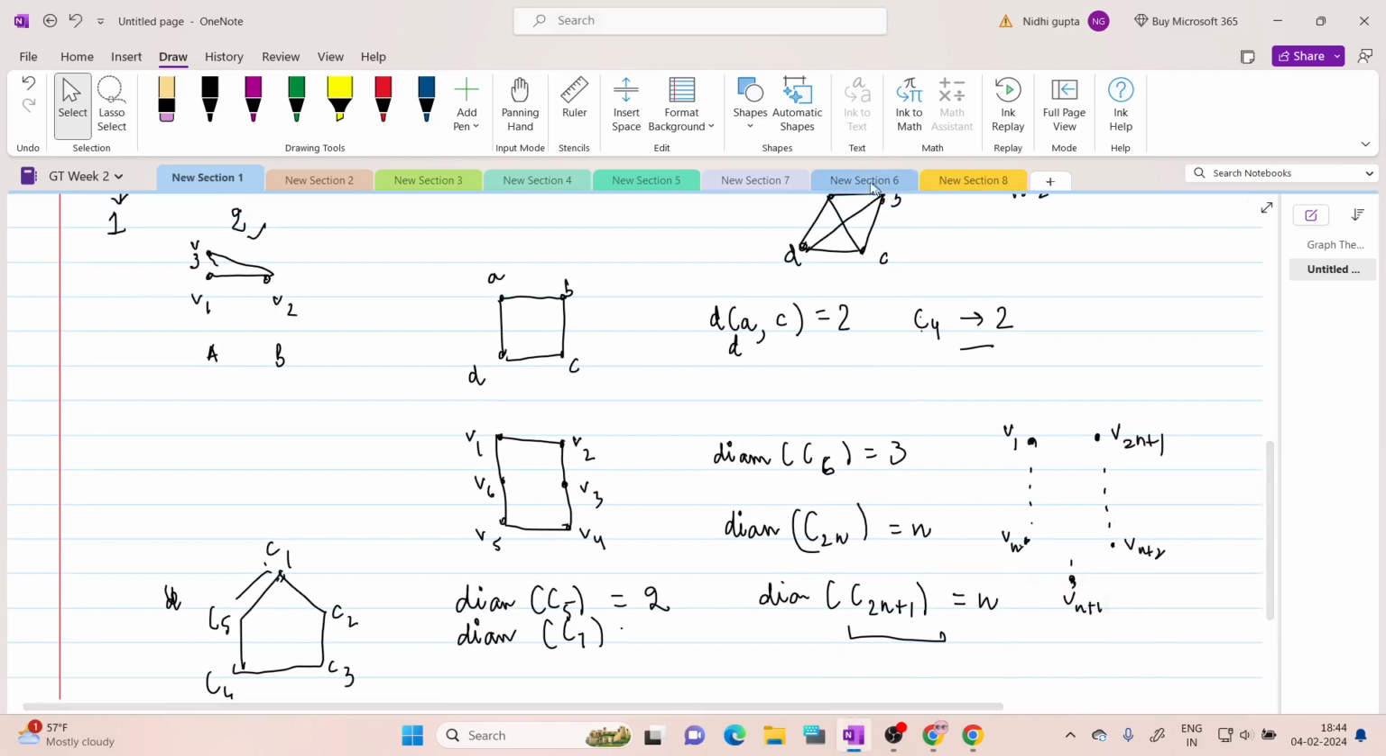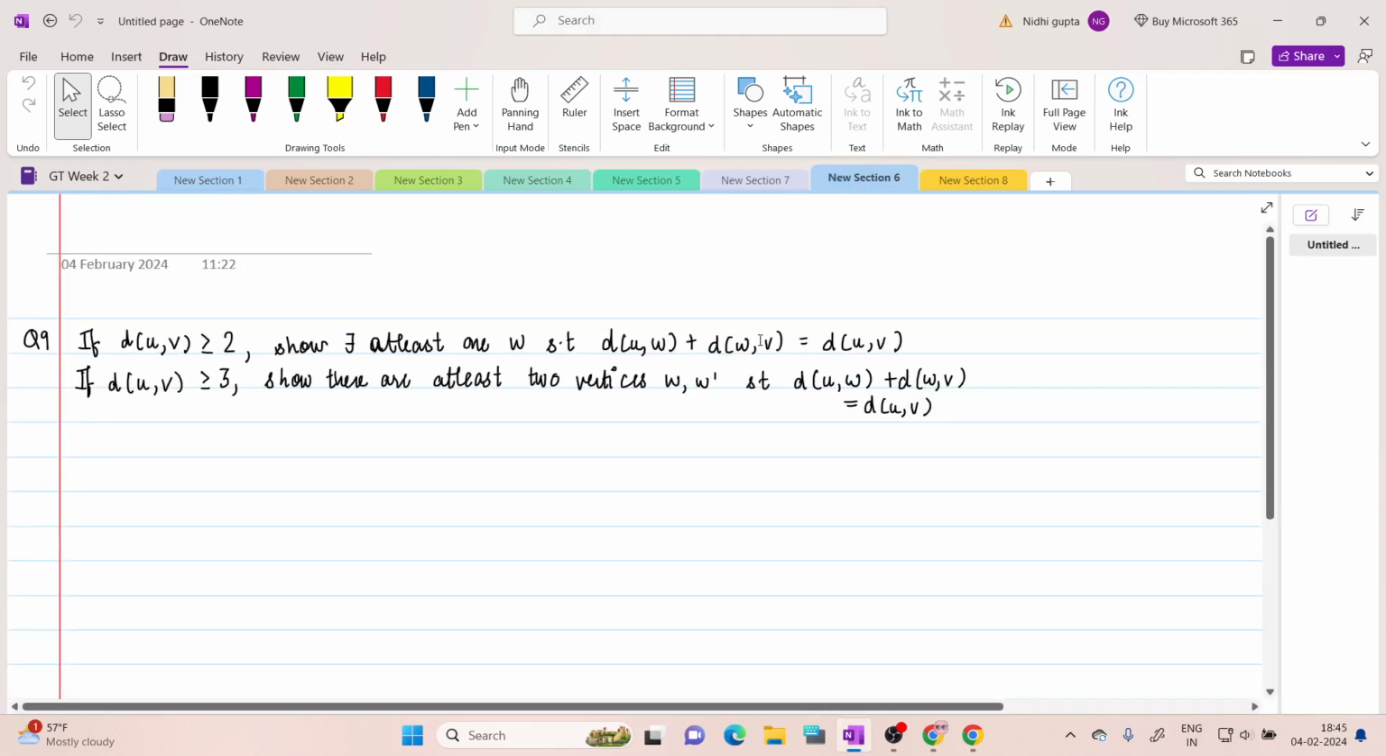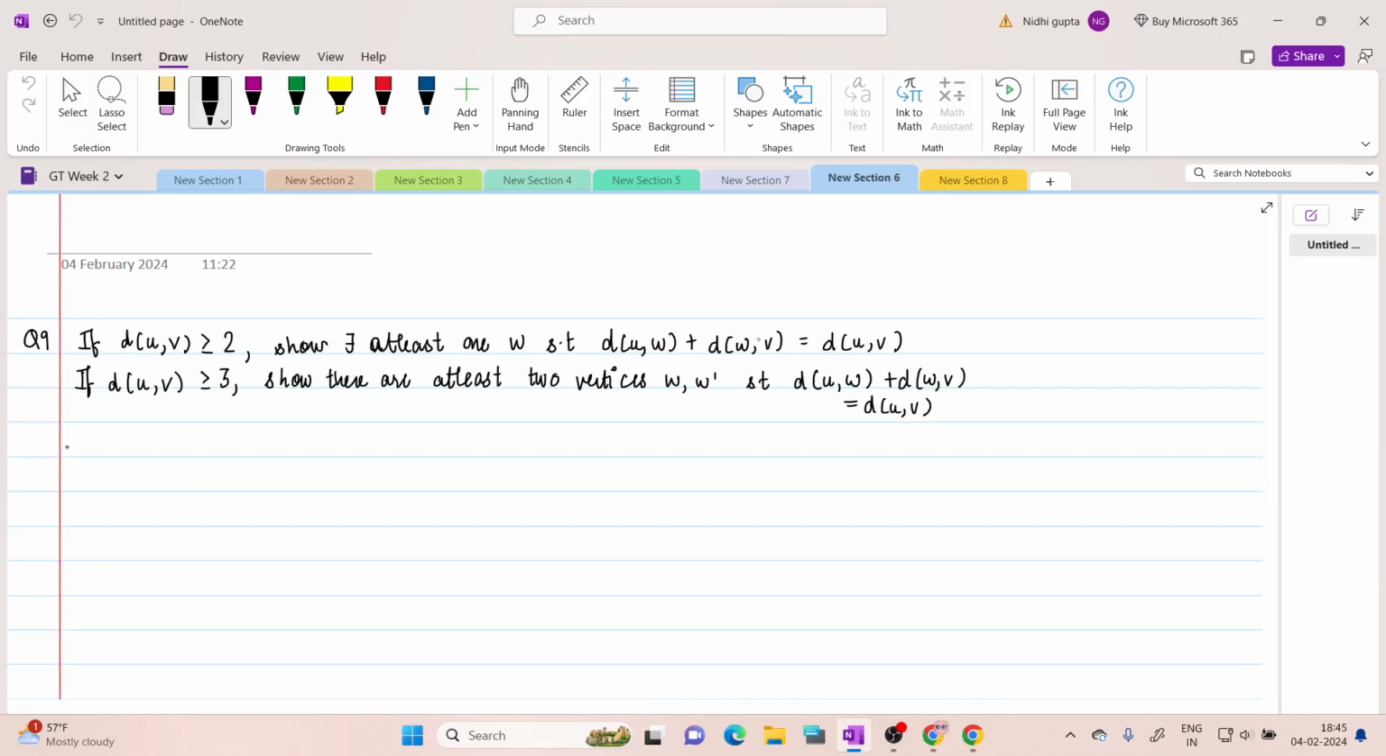Okay. Now these were very simple examples. We'll do some questions on diameter. The first one is: if the shortest distance between u and v is greater than or equal to 2, show that there exists at least one w such that d(u,w) plus d(w,v) is equal to d(u,v). This is the A part and this is the B part. First we are doing the A part.